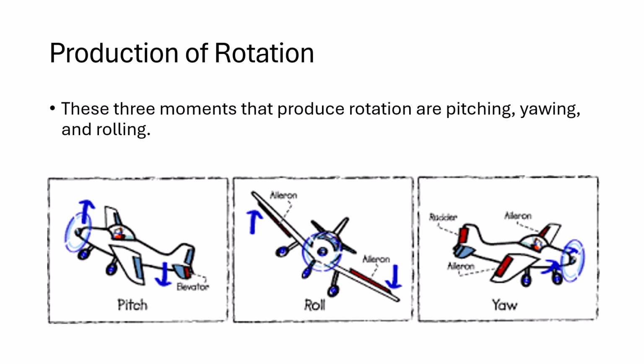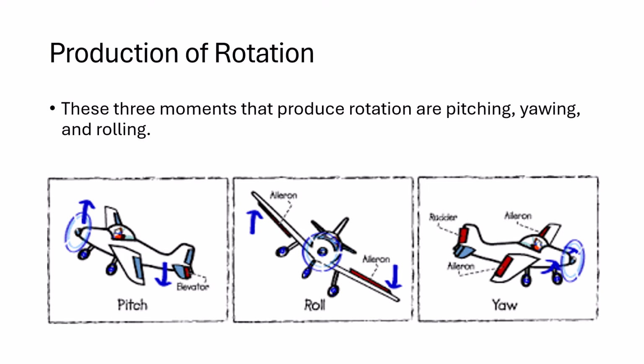The production of rotation. The three moments that produce rotation are pitching, yawing, and rolling, as we saw in the previous slide. What produces these rotations about these axes are what we call control surfaces. For pitch, that control surface would be elevators. For roll, those control surfaces would be ailerons. And for yaw, it would be rudder and a combination of ailerons as well. So we'll go through cases for each one.